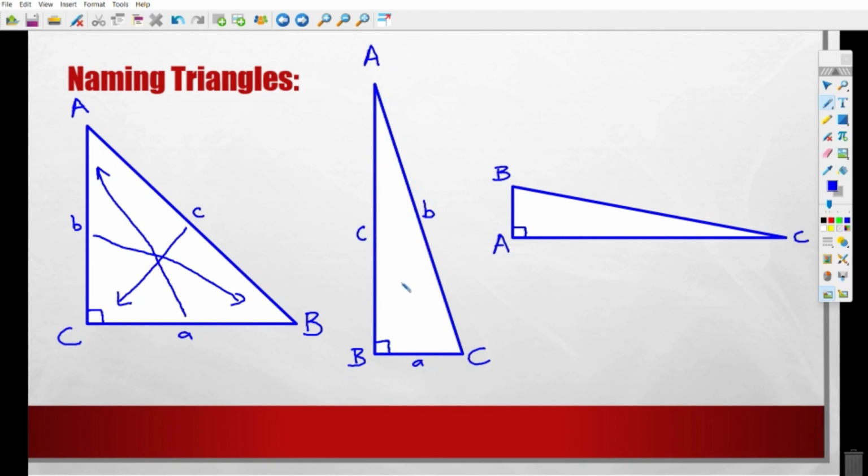Okay, there's nothing difficult about this. We're just labeling the different sides. It's going to help us later. It's going to be a little bit easier later when we're doing sine, cos, and tan.